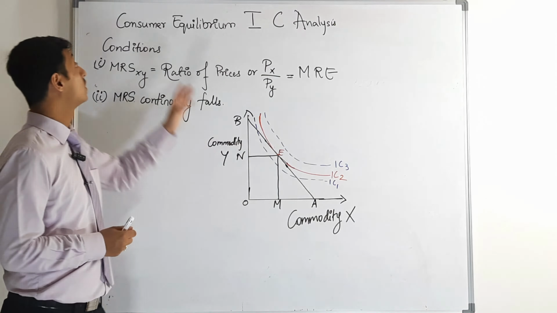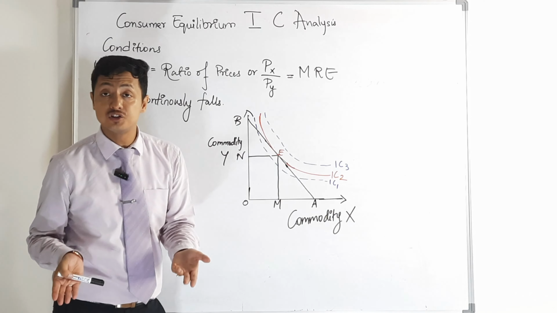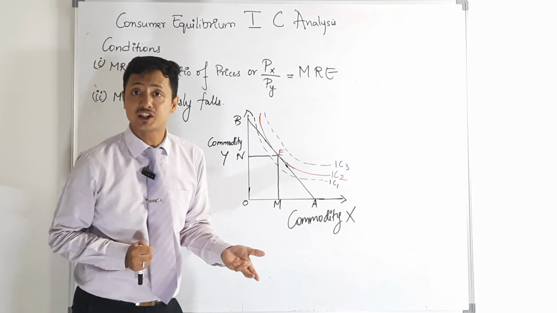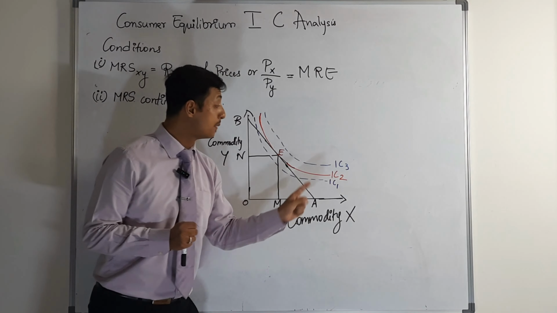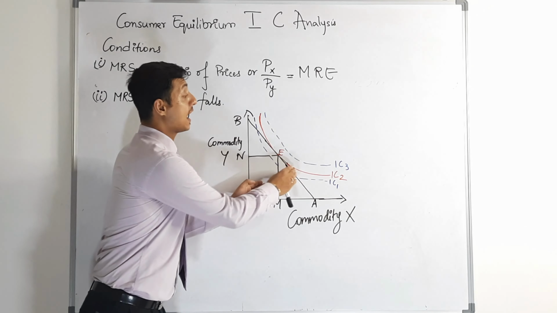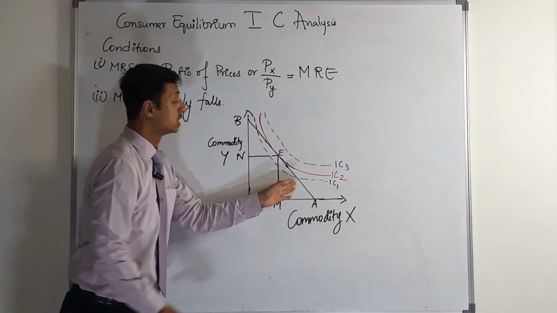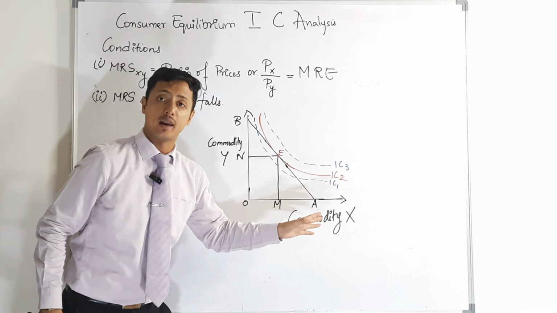Okay, now let's consider this diagram. Y-axis being commodity Y, X-axis being commodity X. Now we have three indifference curves: indifference curve 1, indifference curve 2, indifference curve 3. Now indifference curve 1 is achievable, but a rational consumer would always want the highest level of satisfaction. Since the consumer will be able to get a higher level of satisfaction at IC2, they will not take IC1.